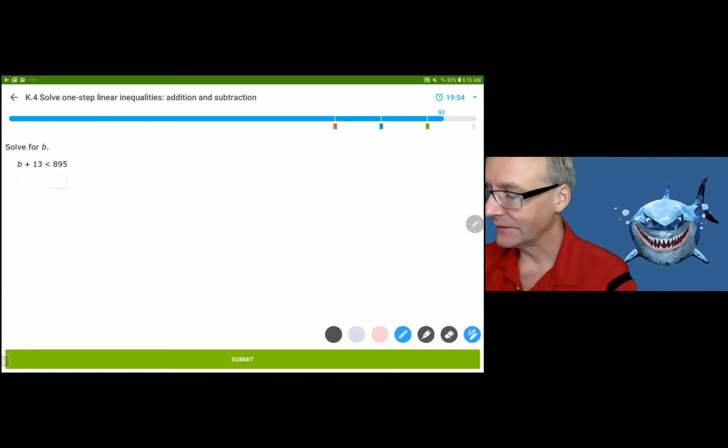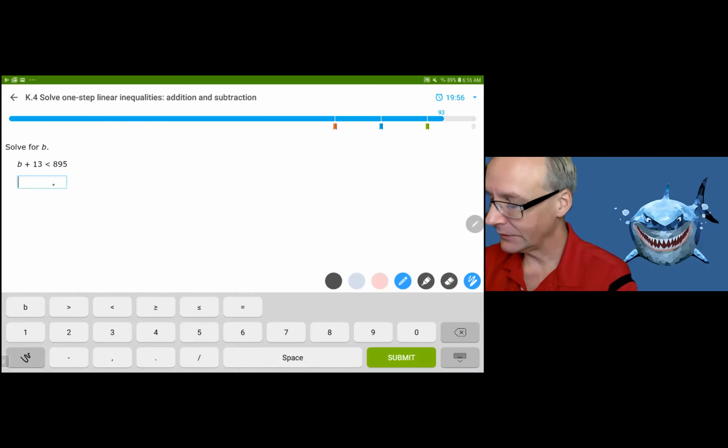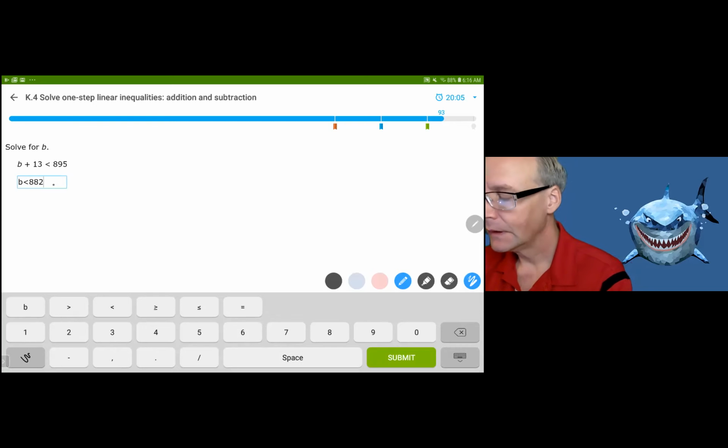And we're going to subtract 13, not even a borrow here. We've got B is less than 800, and it looks like 82. And I'm going to add the 13 and get the 895. Yep.